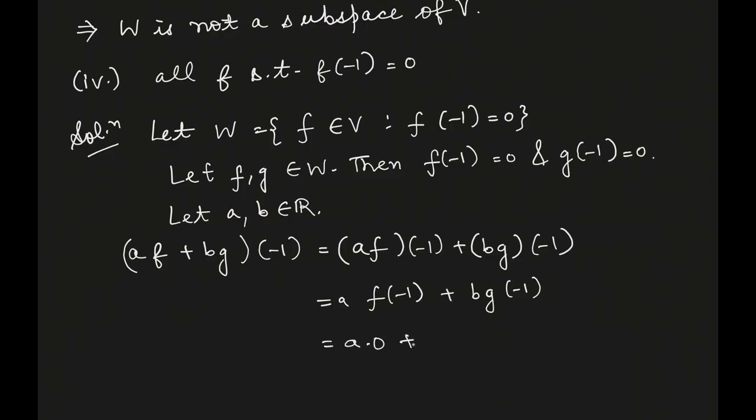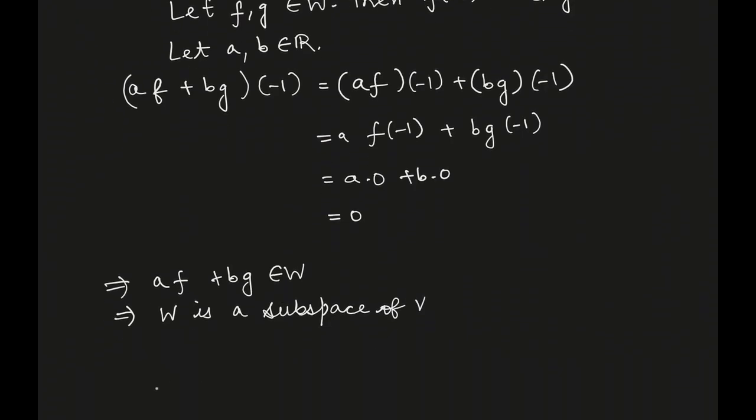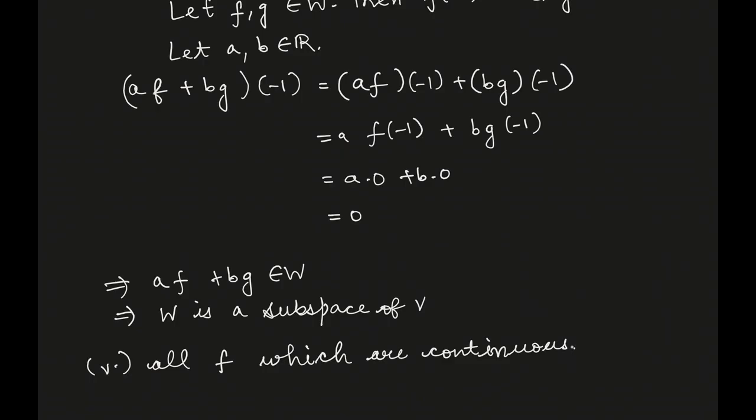A into 0 plus B into 0. This is 0. So A plus G belongs to W. So W is a subspace of V. All F which are continuous. This is also a subspace.